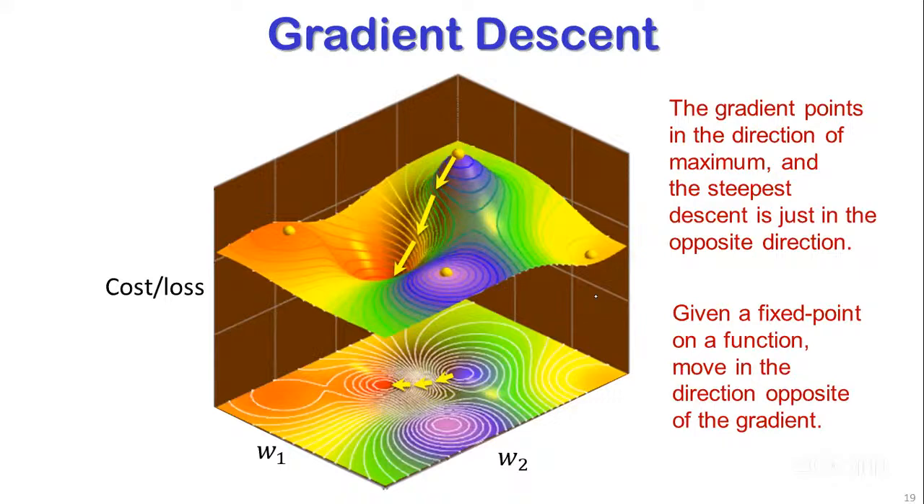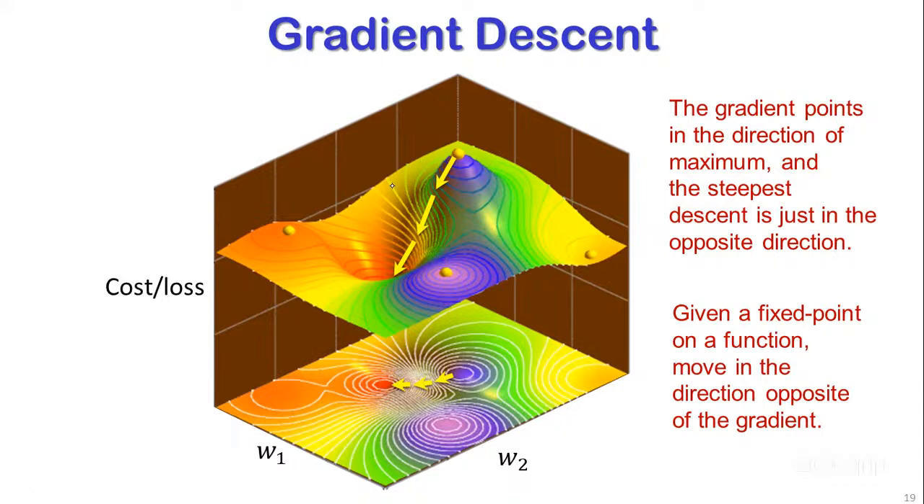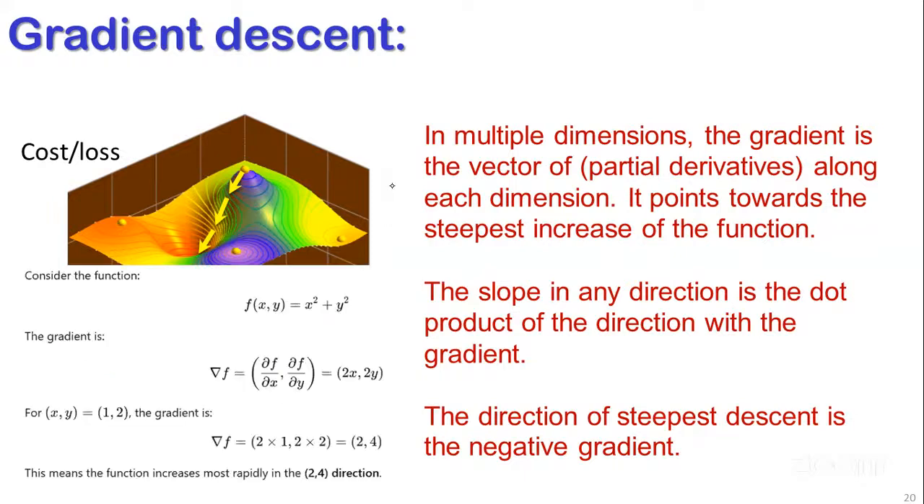So given a fixed point on a function, you move in the opposite direction of the gradient, with the promise that we will reach somewhere where we actually want to reach, right? Remember, here I just showed you two dimensions, but you may have multiple dimensions, so your gradient is nothing but a vector of partial derivatives along each dimension. So along dimension W1 as well as W2, and it points towards the steepest increase of the function.